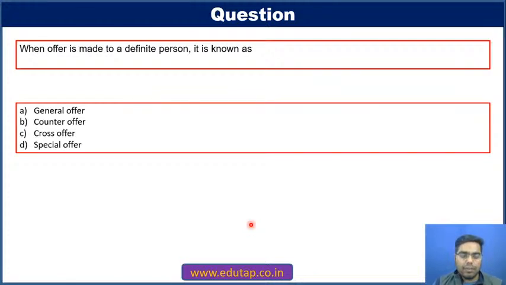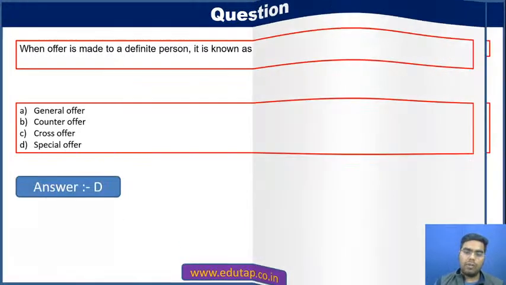When offer is made to a definite person, it is known as special offer. Nilesh, wrong answer, bro. Wrong answer. It is special offer, also known as specific offer. Okay, option D is correct.